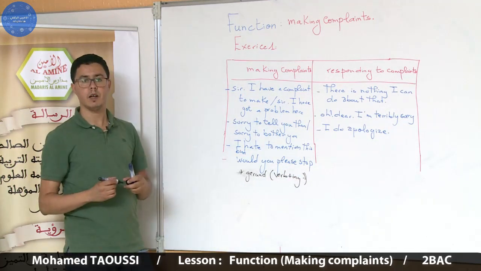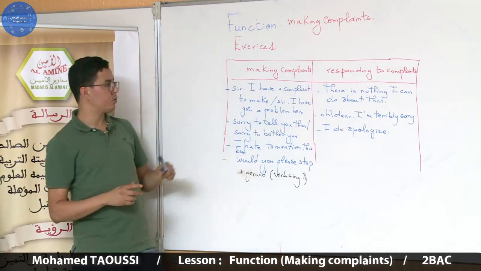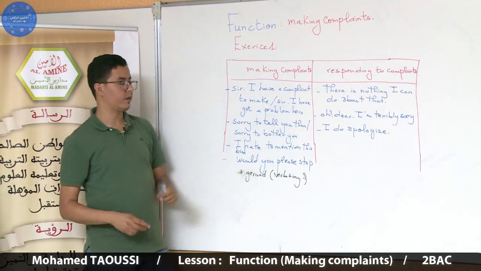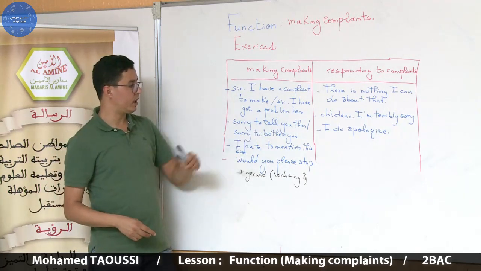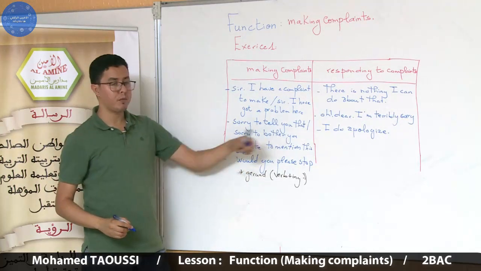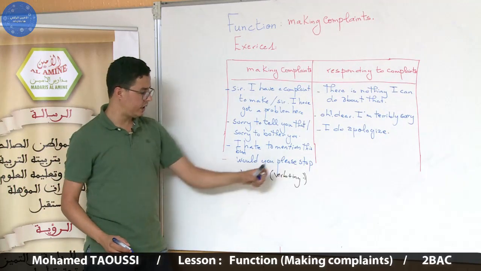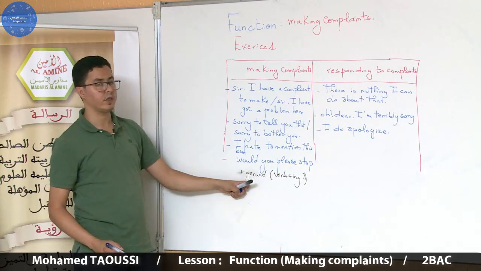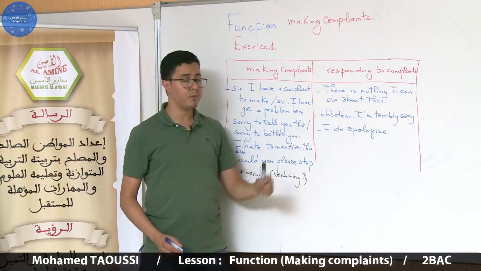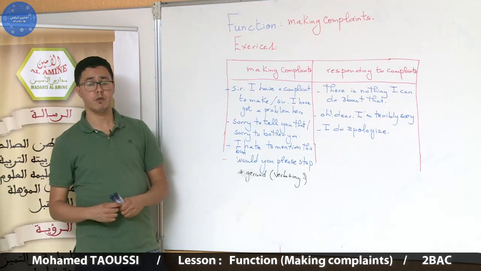So now we have some expressions for making a complaint and responding to a complaint. To make a complaint, we can say I have a complaint to make, or I have got a problem here, or sorry to tell you that, or sorry to bother you. And also we can say I hate to mention this, but, or would you please stop, which is also followed by a gerund. For responding, we can say there is nothing I can do about this, or I'm terribly sorry, or I'm sorry, I do apologize, or please forgive me for this.